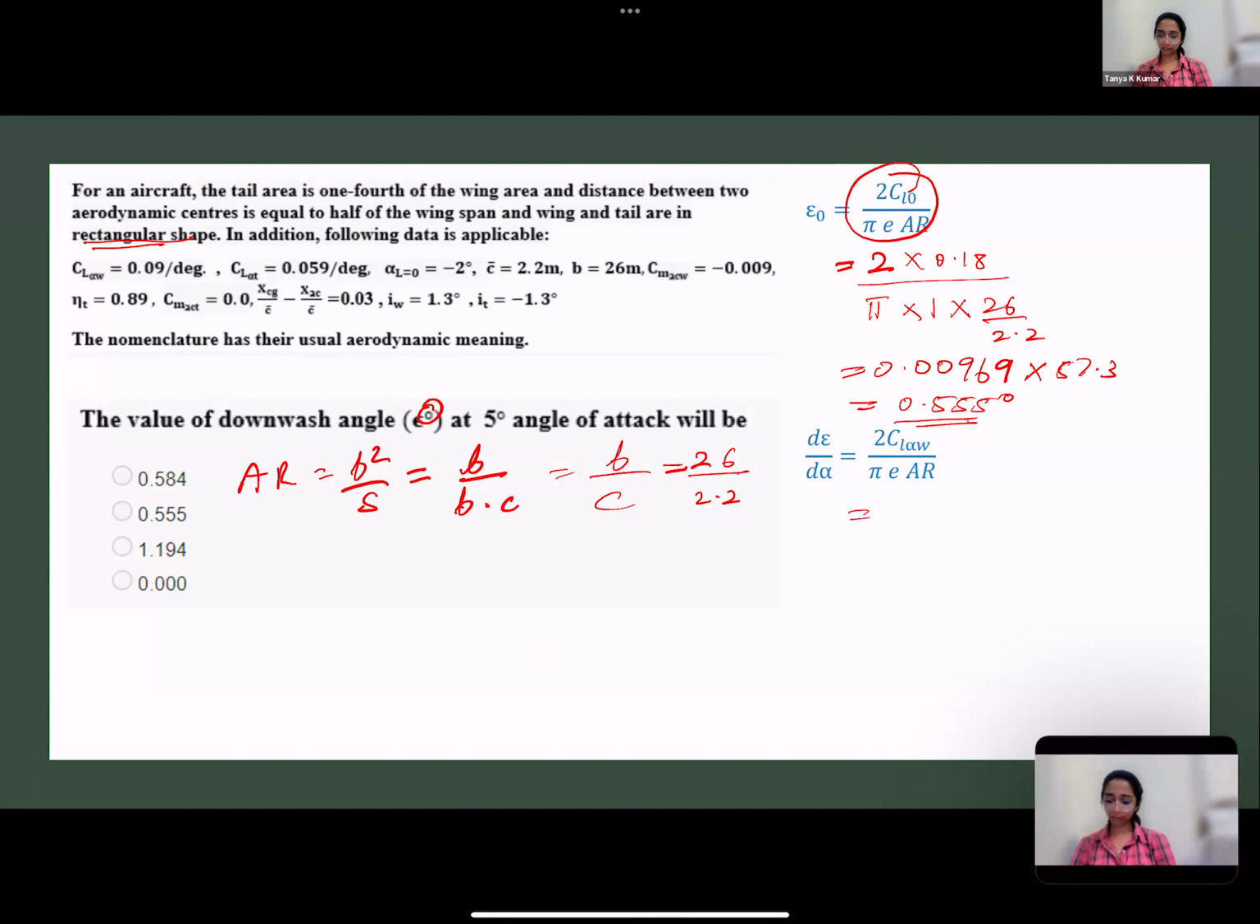Just plug in the values here, keeping in mind that this formula gives you the value only in radians and the input value should be in radians. This slope has no unit because epsilon and alpha both are angles. So what is the value of the slope, d epsilon by d alpha? It's 2 into CL alpha wing. What is the value of CL alpha wing?